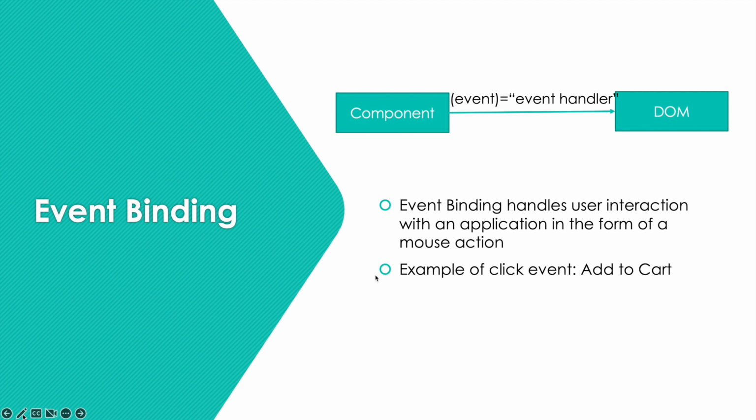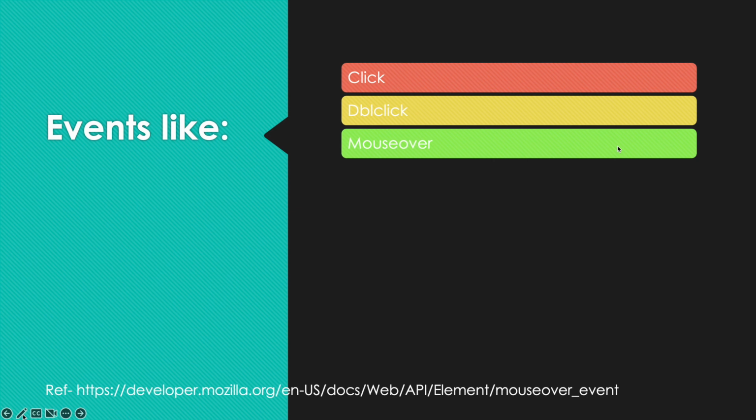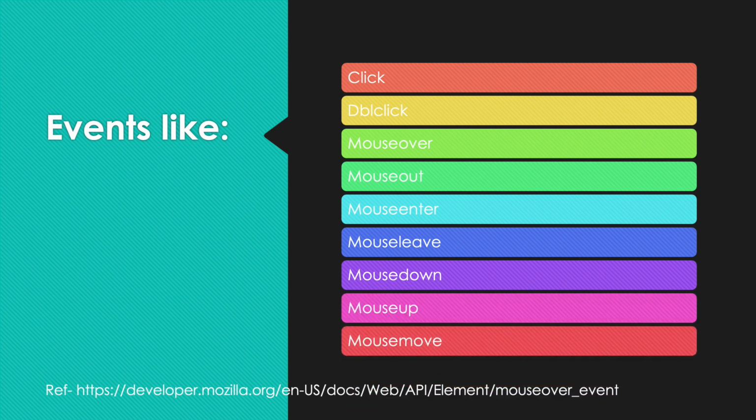Now let's learn event binding. Event binding handles user interaction with an application in the form of mouse actions. Let's say on the DOM, in a page, you have a form, you click on a button, right? When you click on the button, an event happens, and based on that event you want to perform some action. For example, when you click on add to cart, our product should be added, right? There are different events like click event, double click, mouse over, mouse out, mouse enter, mouse leave, mouse down and mouse up. I have also given the reference; if you want to find more mouse events, you can check the document.